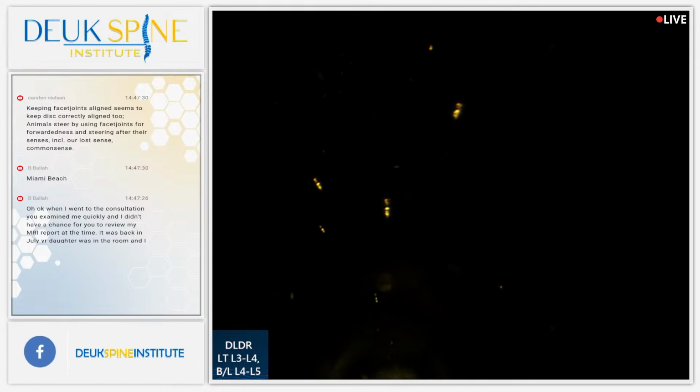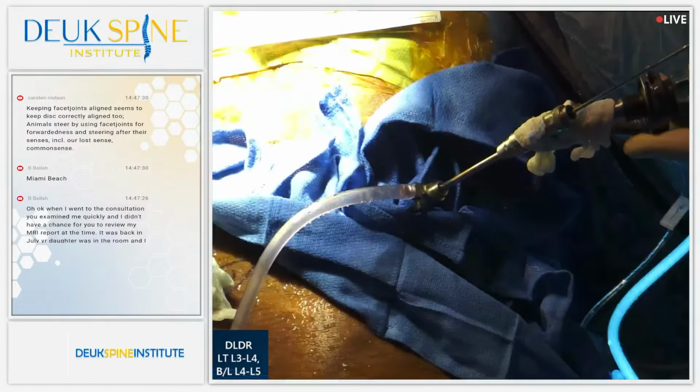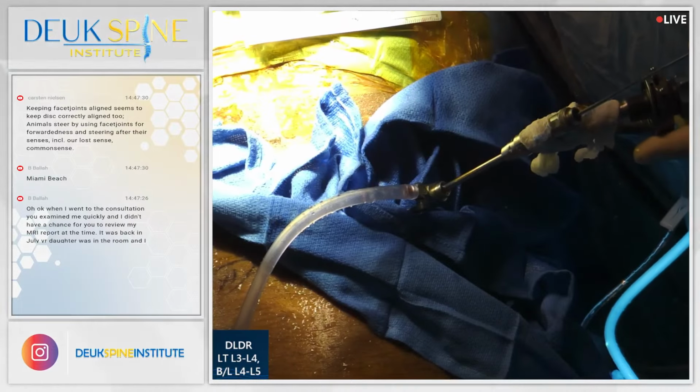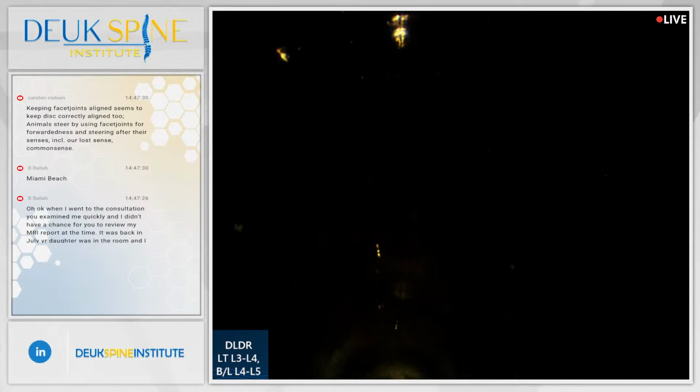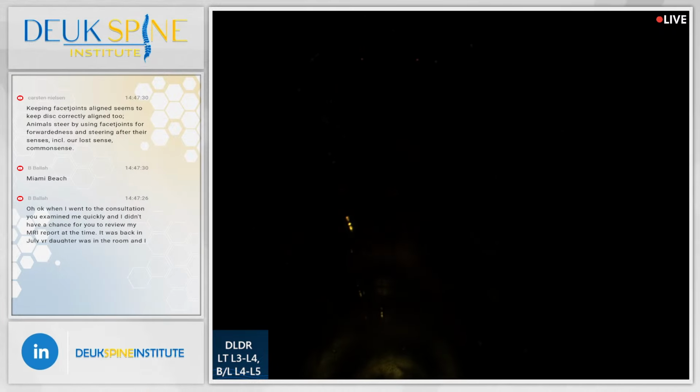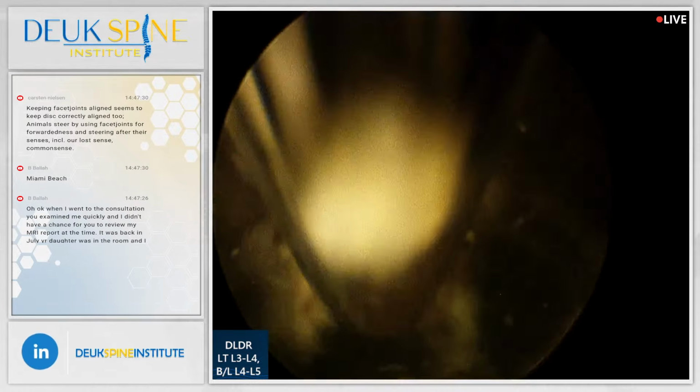Look how dark, and you know why they're dark? Hemorrhage. Inflammation and hemorrhage into the inflammation. That hemorrhage turns dark. It's called hemosiderin.